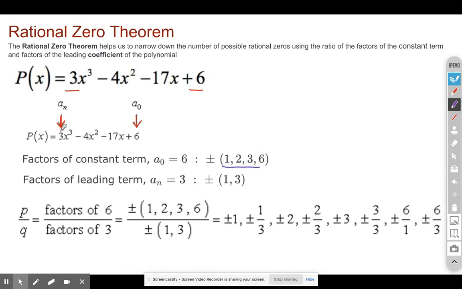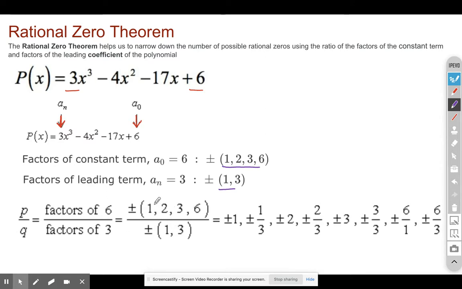Let's find the factors of the first term, which is 3. The only things that multiply to get 3 are 1 and 3, so those are the only factors, plus or minus 1 and plus or minus 3. So the rational zero theorem states that we need to find the factors of the constant term on top, which is the last term, factors of 6, divided by the factors of 3.